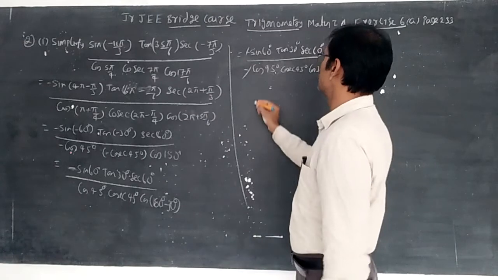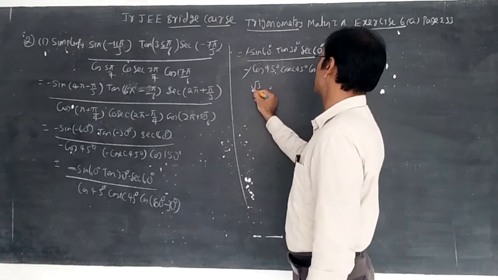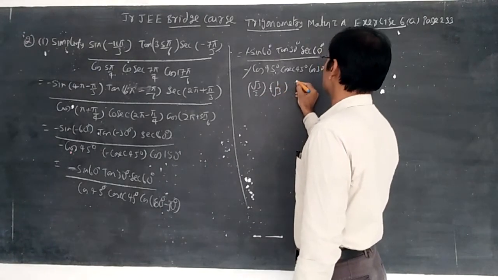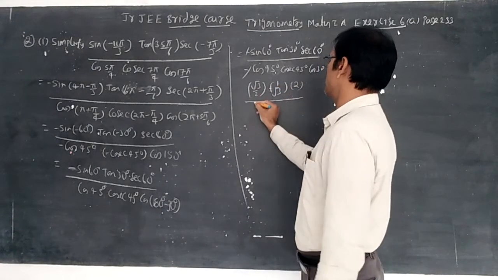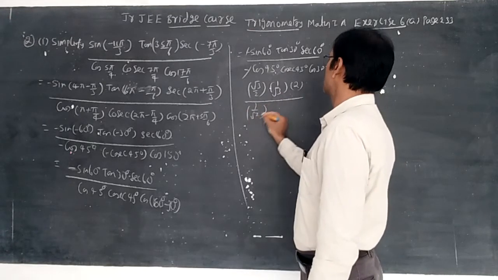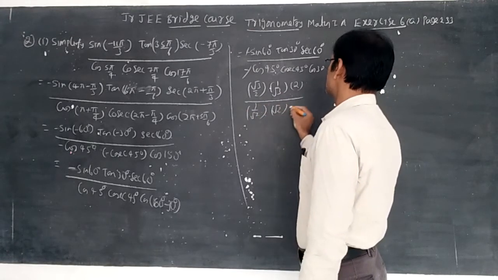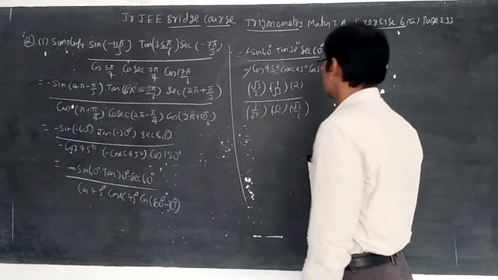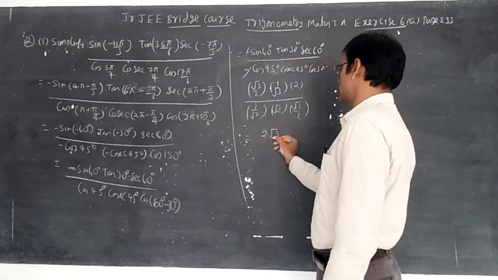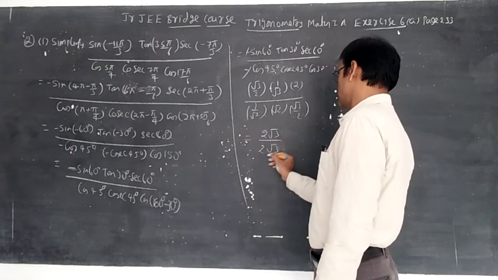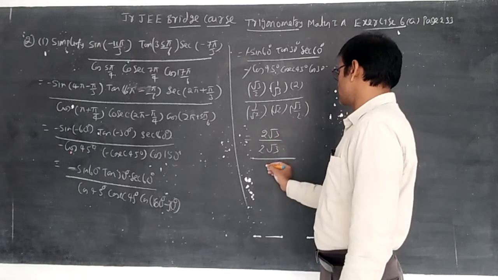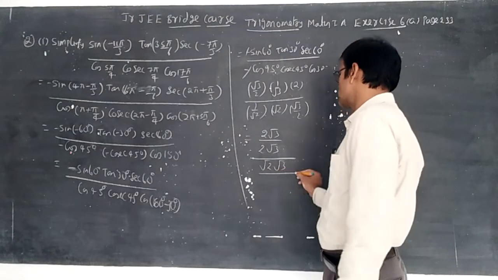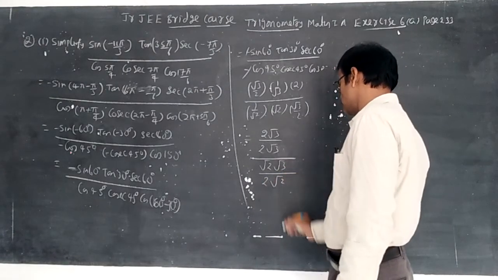Write the values now. Sin 60 value root 3 by 2 into tan 30 value 1 by root 3 into secant 60 value 2, whole by this is 1 by root 2 and this is root 2 and this is root 3 by 2. That is equal to, we can write numerator 2 root 3 by 2 root 3 we have, whole by root 2 into root 2, whole by 2 root 2.